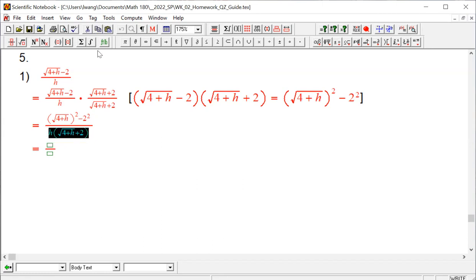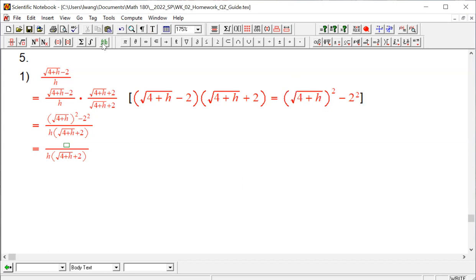I would recommend do not multiply this. Do not do distribution in the denominator. Don't do it for me, and don't do it for your calculus class. You will like this form better. Trust me. So now 4 plus h inside the root and then squared.